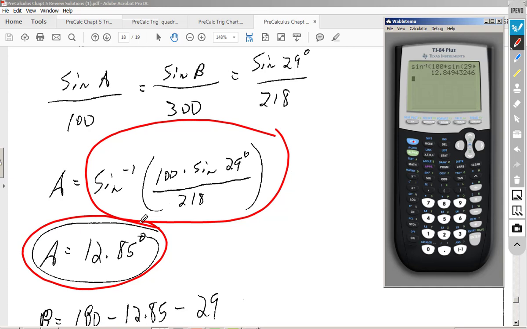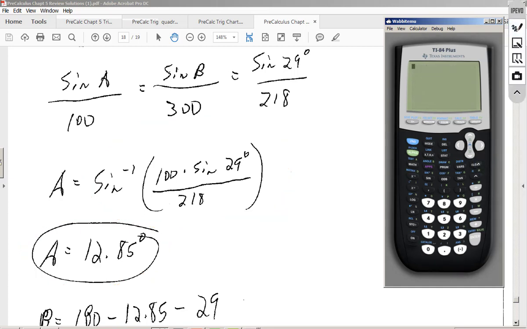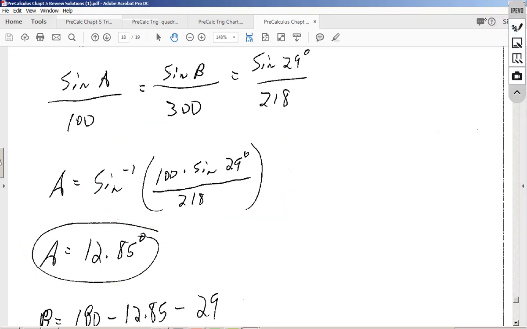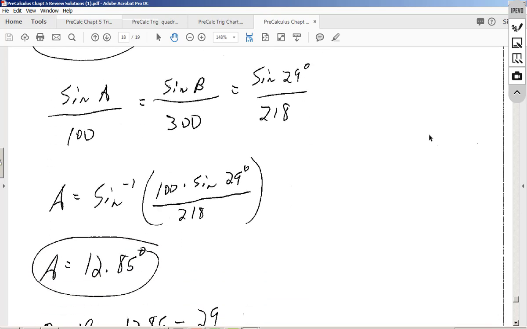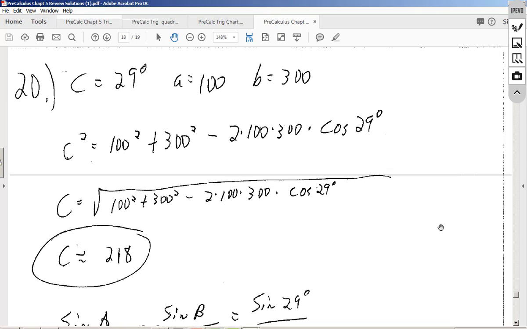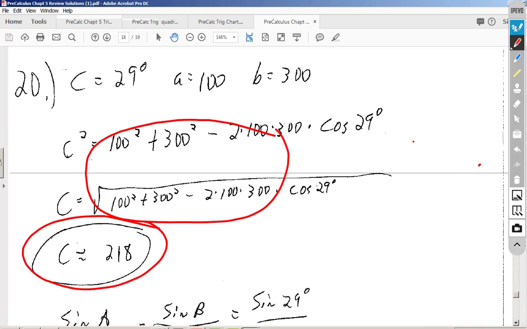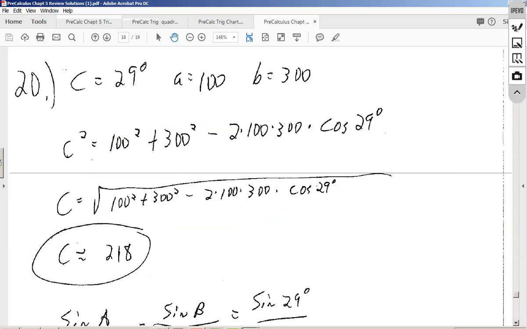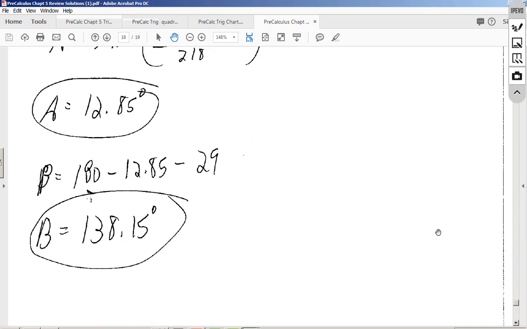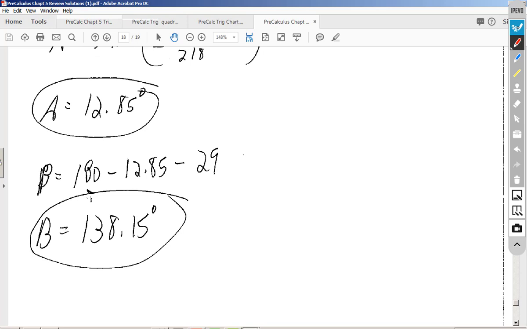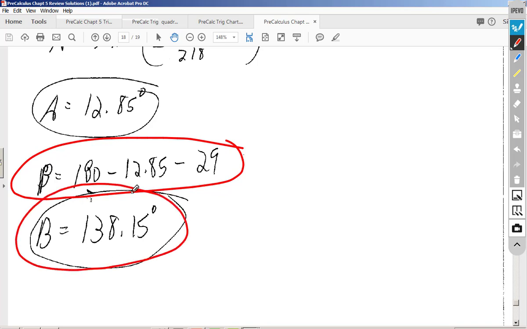So I now have my two angles. I have A, which is 12.85. I also have my other angle, which is given to me, which is 29 degrees. So now I'm going to take these two and subtract them from 180 to find my third angle. So I take 180 minus 12.85 minus 29, and there's my angle B, which is 138.15 degrees.